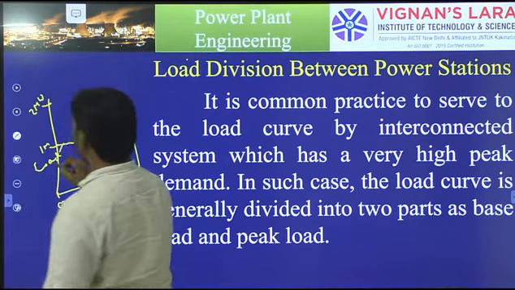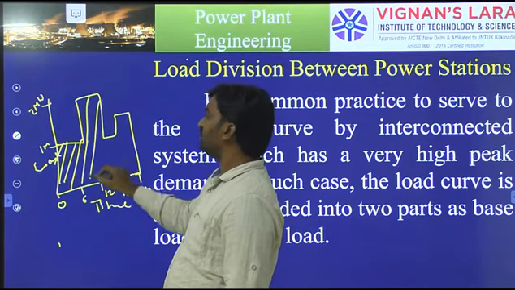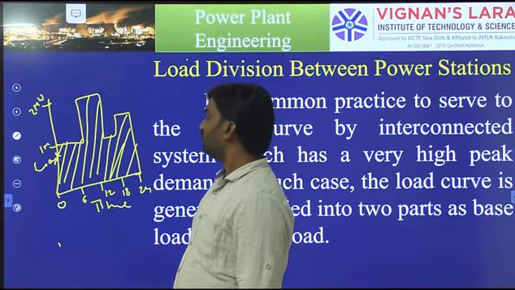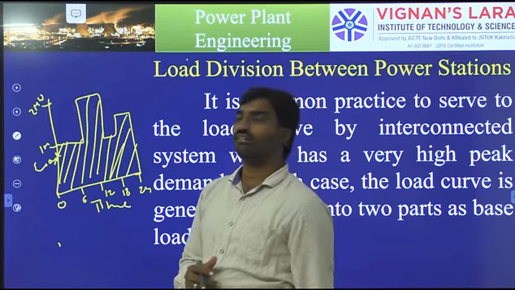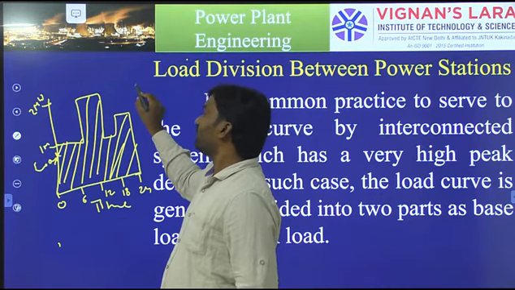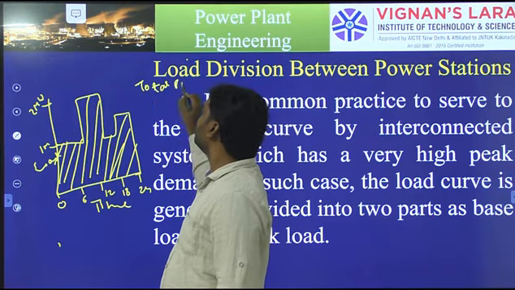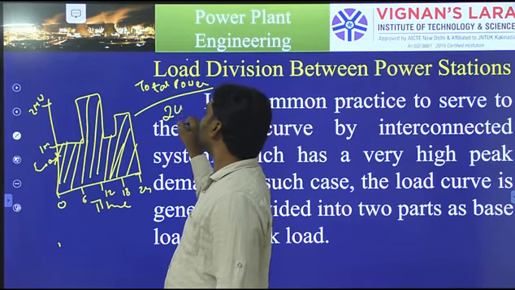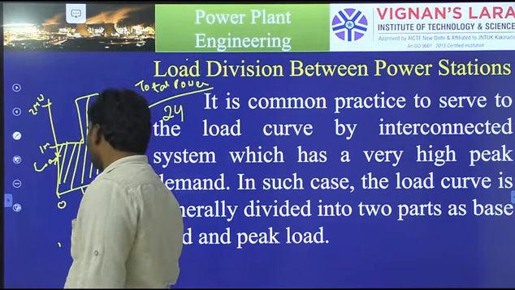The area covered in this graph represents the total amount of power required. We can calculate the total power required very easily, and from that we can also calculate the average load. How do we calculate the average load? Total power required divided by total hours. The total hours is 24. From that we can calculate the average load.